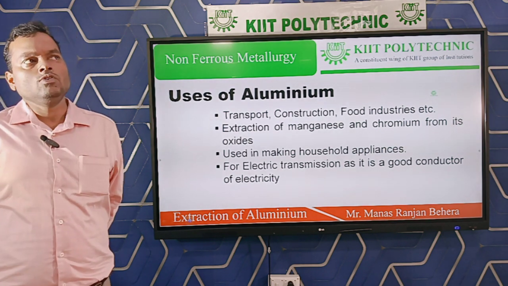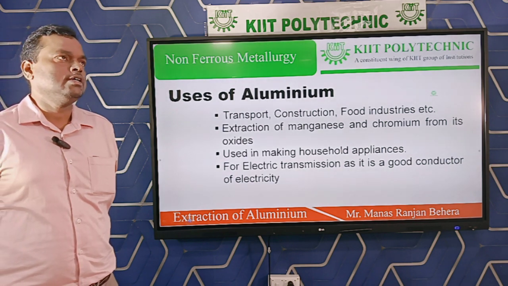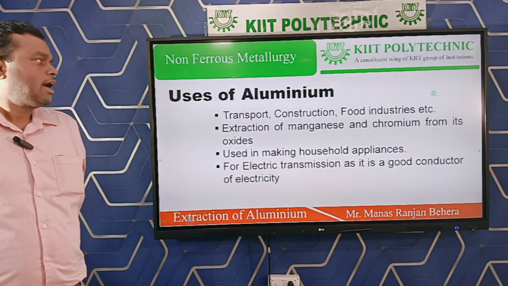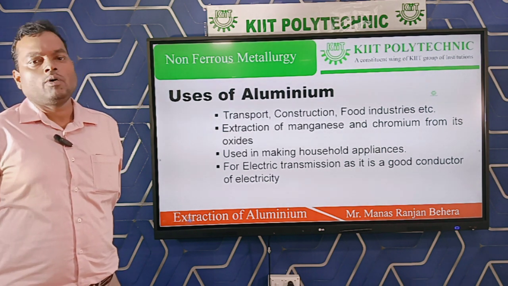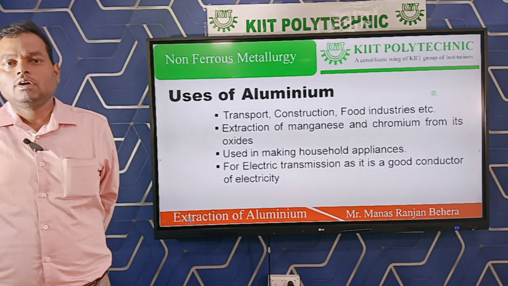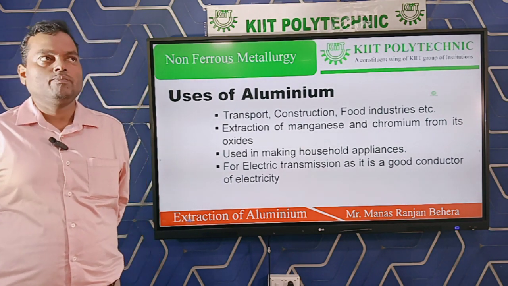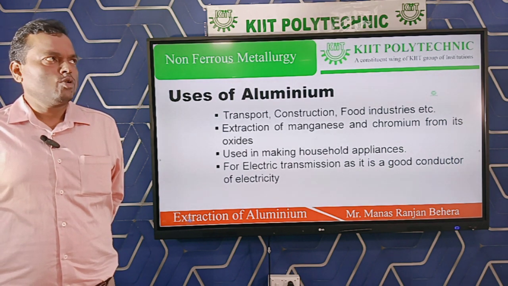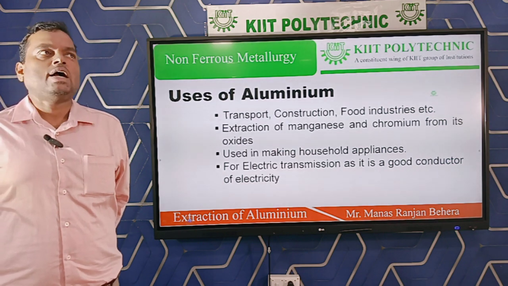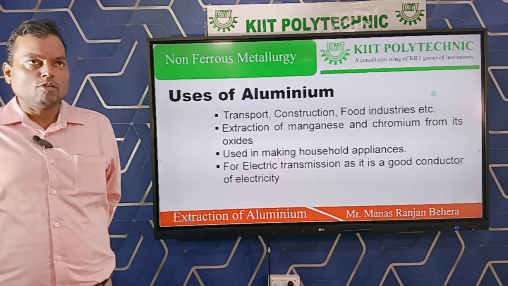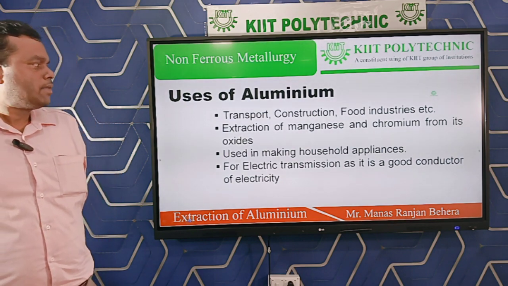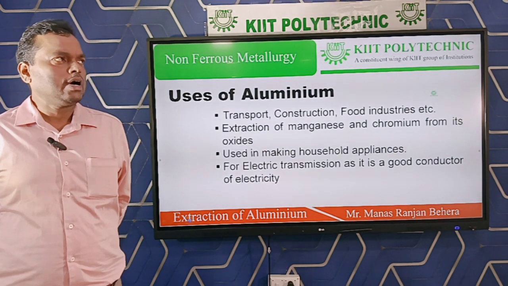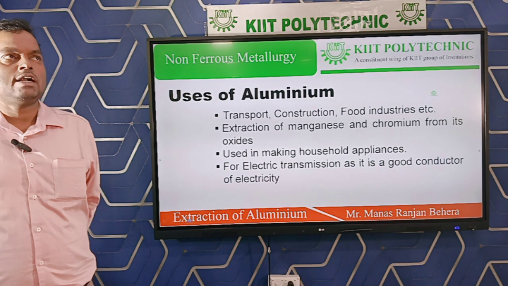It is also used in houses, buildings, all these parts, and also in food industries for packaging purposes. In our houses, we use aluminum doors and aluminum windows. All these building parts are made of aluminum. Next comes extraction of manganese and chromium from their oxides. While extracting chromium and manganese, we use aluminum for that purpose.